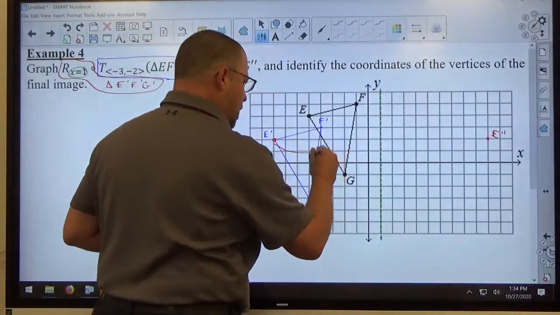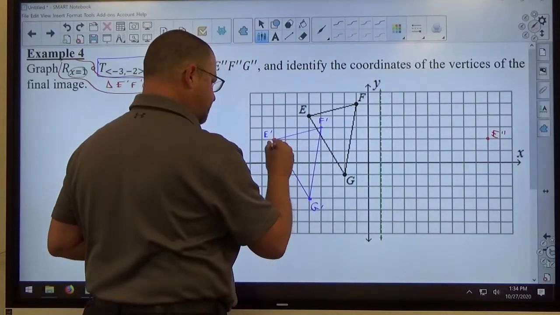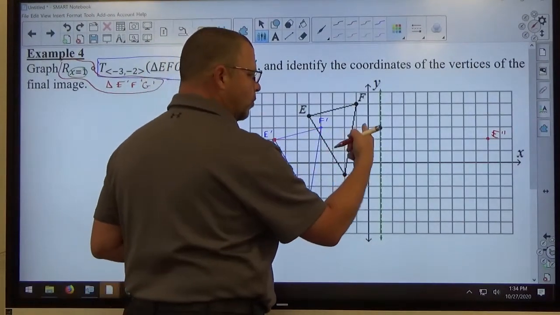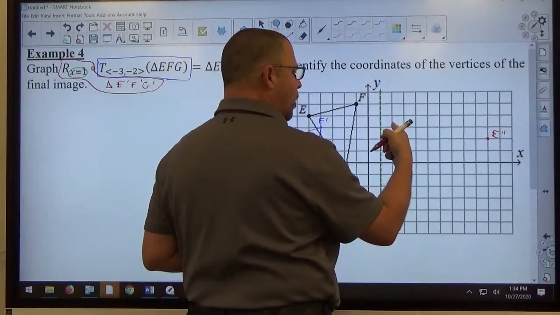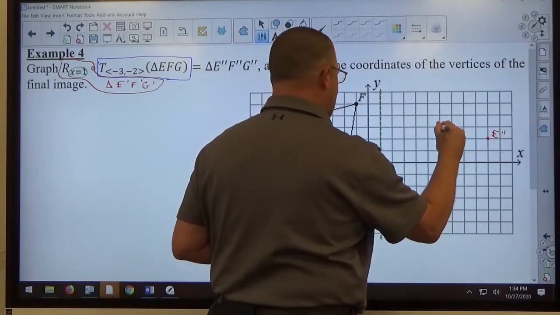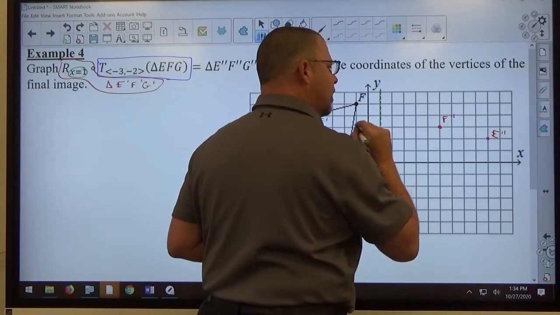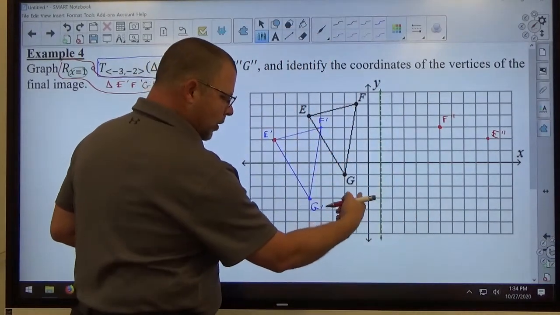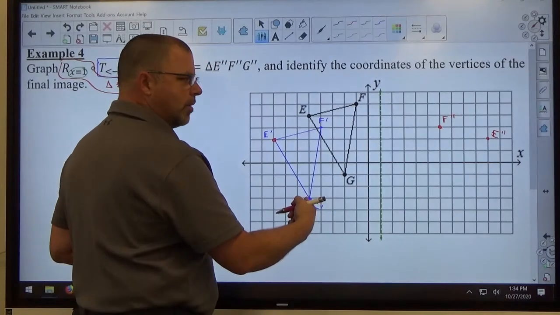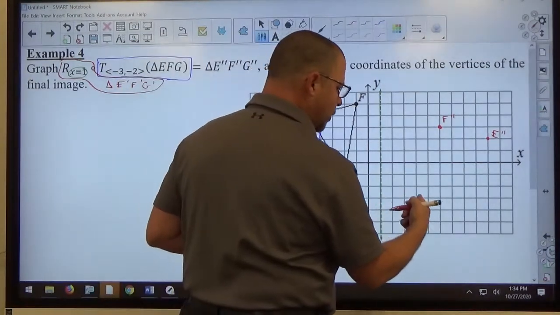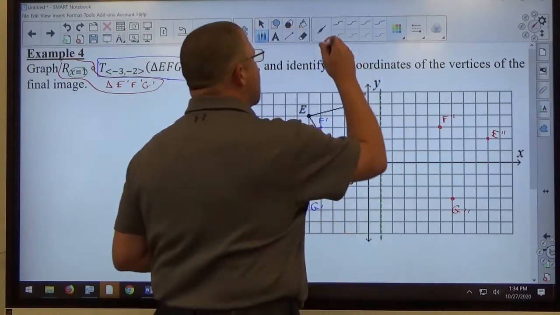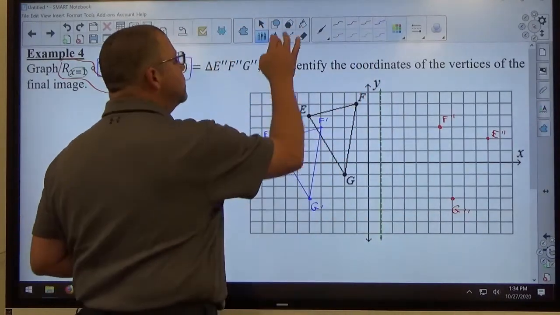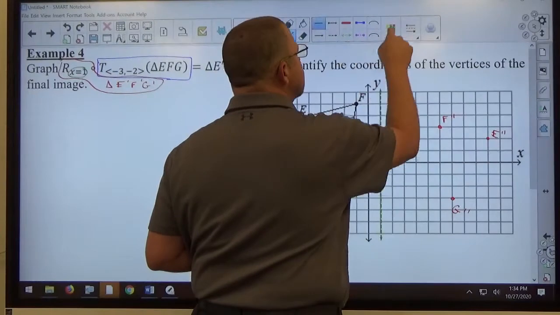If I look at F prime and G prime, F prime currently is 1, 2, 3, 4, 5 spaces left of the mirror. So I want to go 1, 2, 3, 4, 5 spaces right of the mirror to do F double prime. And then G prime is 1, 2, 3, 4, 5, 6 spaces left of the mirror. So I want to go 1, 2, 3, 4, 5, 6 spaces to the right to get G double prime. And then I connect those dots with a straight line.